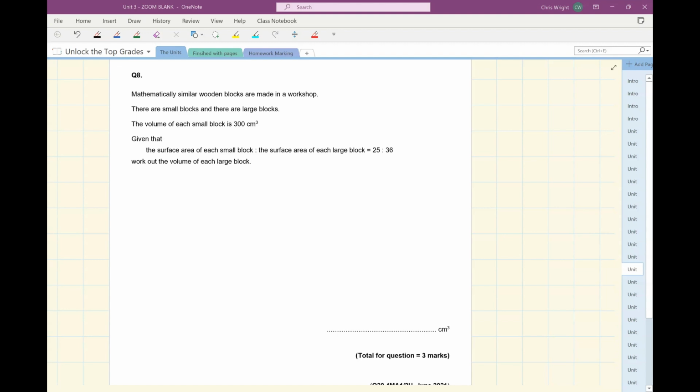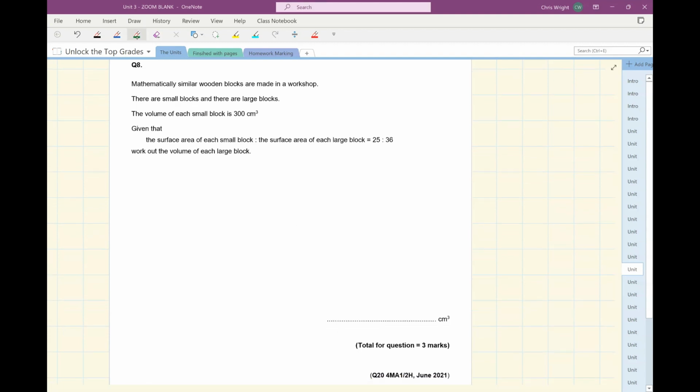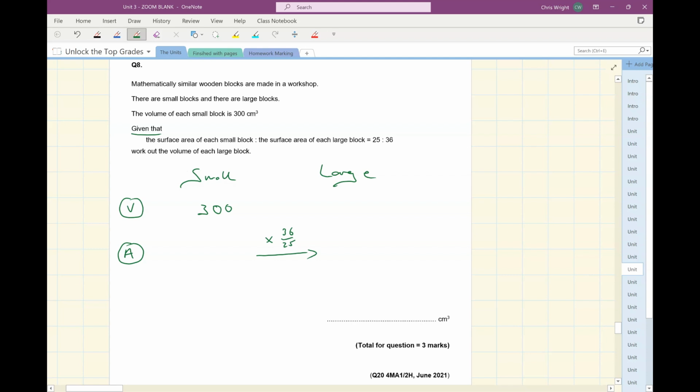Question 8. Mathematically similar wooden blocks are made in a workshop. There are small blocks and there are large blocks. The volume of each small block is 300. Given that the surface area of each small block to the surface area of each large block is 25 to 36, aha, so I know the area scale factor now. To go from small to large, I'm multiplying by 36 over 25. Work out the volume of each large block.